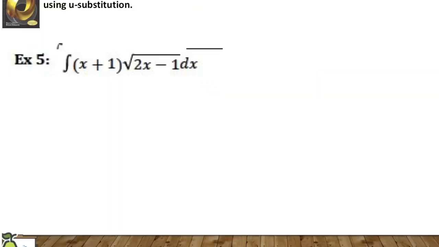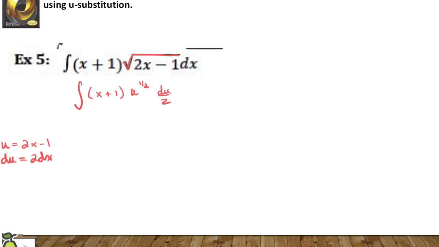Example 5 is time to do a little bit trickier problem. For this problem, you have the square root of 2x minus 1. That's the value we're going to let u equal. So u equals 2x minus 1. Du equals 2 dx. All right, so when we substitute, we have the antiderivative x plus 1 times u to the 1/2 power. Dx is replaced with du over 2.